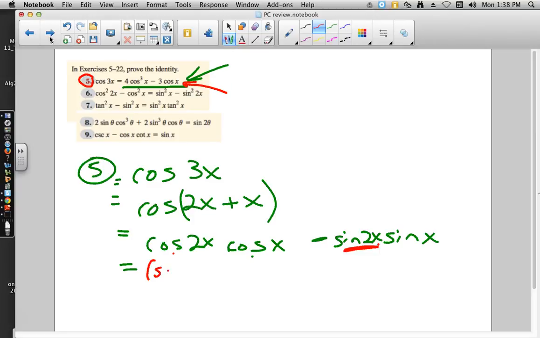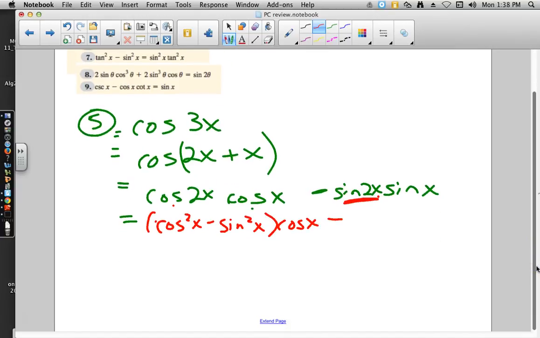So I'm going to use cosine squared x minus sine squared x. And that comes from the double angle identity. And I'm going to take that times the cosine of x, because again, what I've just accomplished is I'm going to be able to get that cosine cubed x that I need.